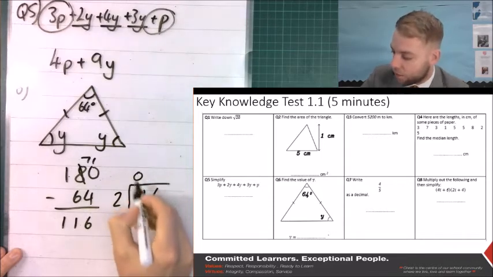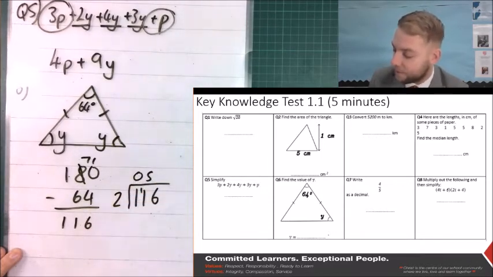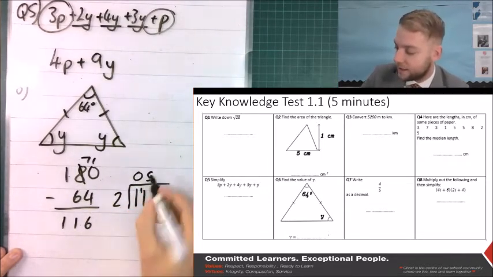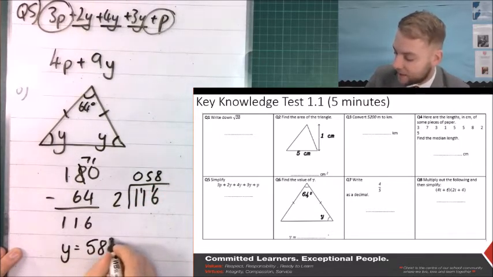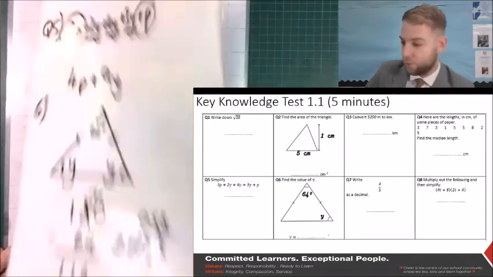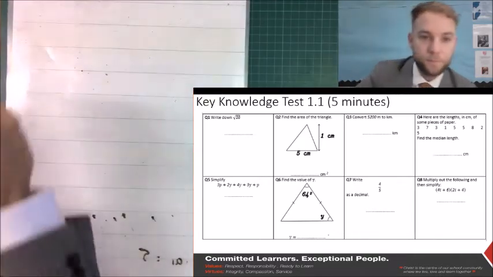2 into 1 doesn't go. 2 into 11 goes 5 times. Carry the 1. 2 into 16 goes 8. So y is equal to 58 degrees. Brilliant. So we've got a couple more just to do.